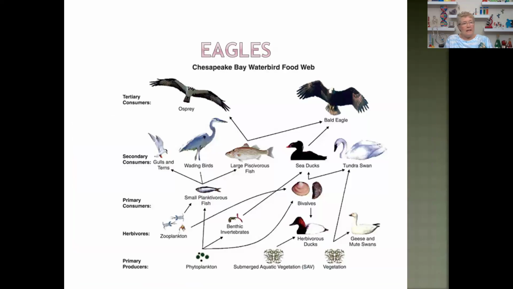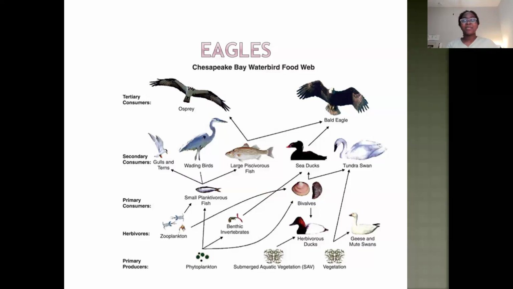All right, so eagles are at the top of the food chain. Anybody remember what we call an animal at the top of the food chain? Evie. I didn't hear you, Evie. The primary. So primary means first.